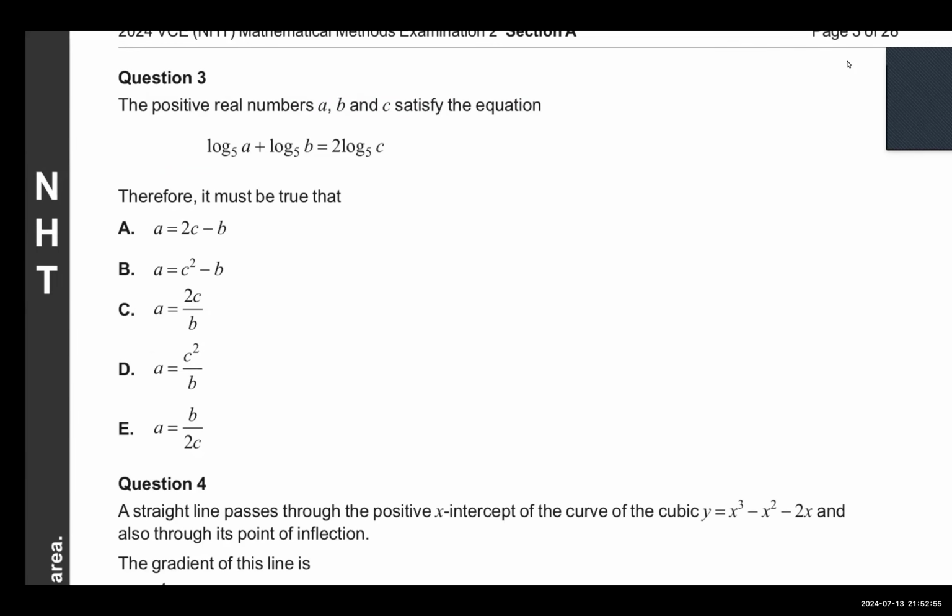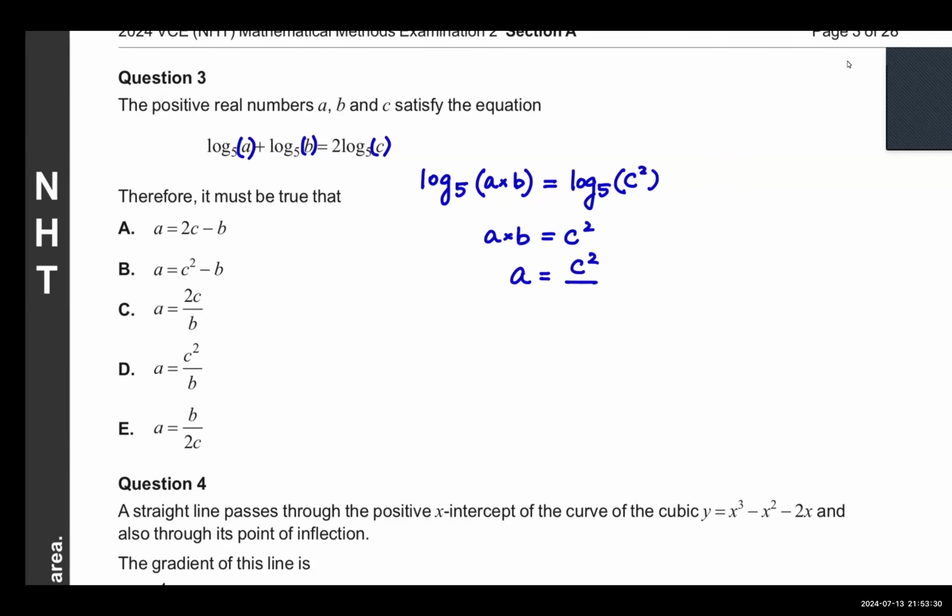Question 3. The positive real numbers a, b, c satisfy the equation log 5 a, well, I wish they had brackets here. Therefore, it must be true that, okay, if I combine the left-hand side, I should be able to get log 5, stick a and b together as your arguments. And also, 2 log 5 c is like log 5 c squared. You bring the power into the argument, so you can equate the arguments. All options are transposing a, making a the subject. So I will have c squared divided by b. Option D.